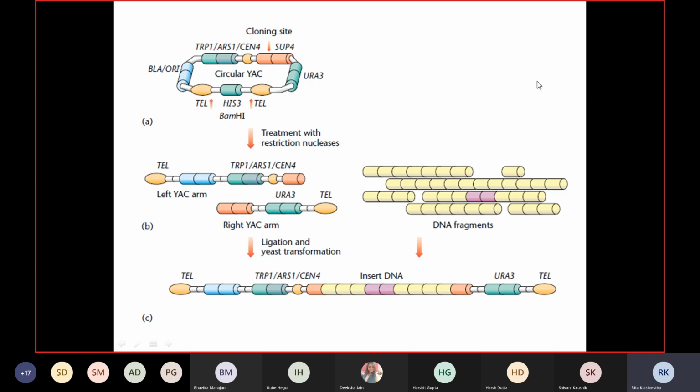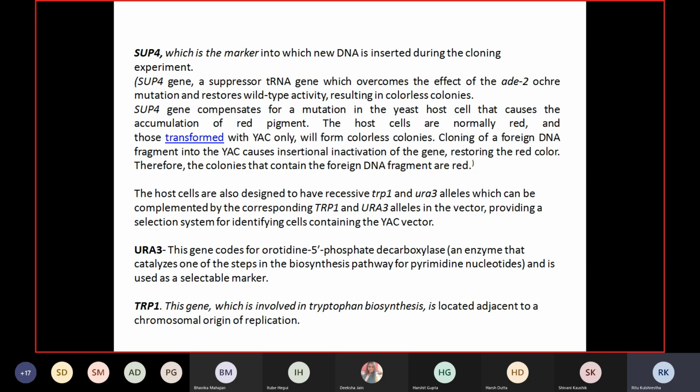So here I can ligate my DNA fragments which have been cut with the site which is present here, and I can do the ligation. So what I will get is my recombinant, or let's say YAC vector, which is linear in nature. And that is how you make the YAC vectors.